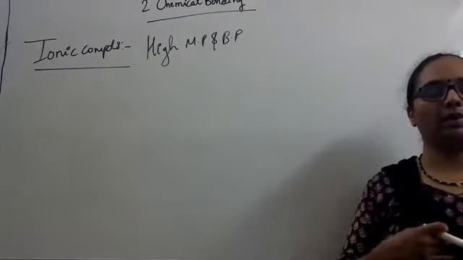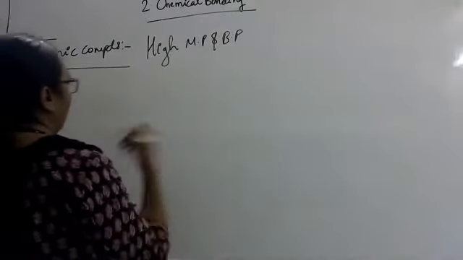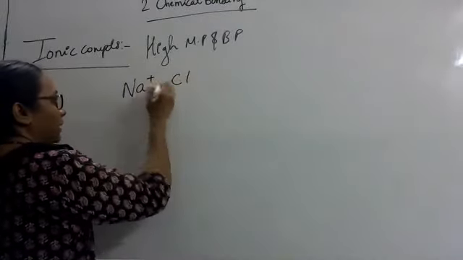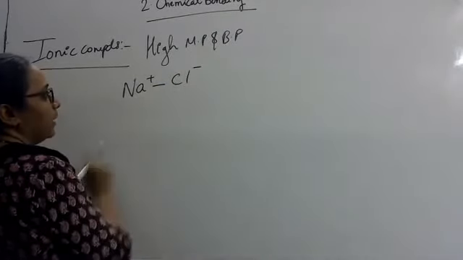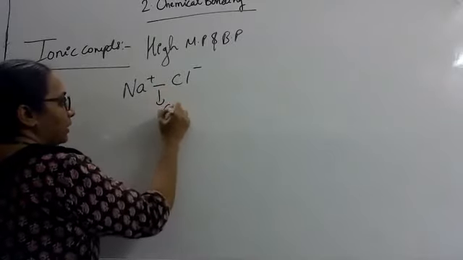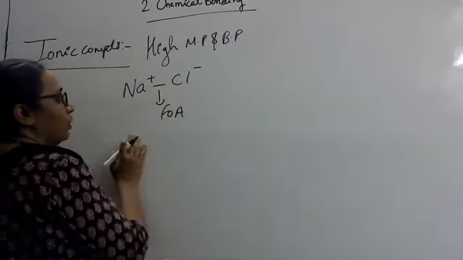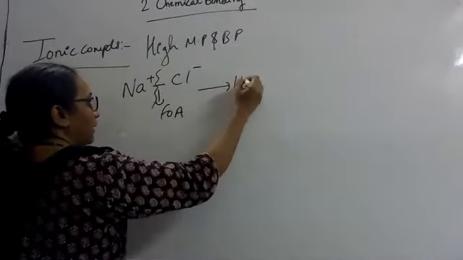Ionic compounds have high melting and boiling points. Give reason. So what is the reason for that? Same example, Na plus Cl minus. This is an ionic compound. First, there are two ions, cation and anion, present. So here, which attraction is there? There is a strong attraction. Try to break this bond by heating.